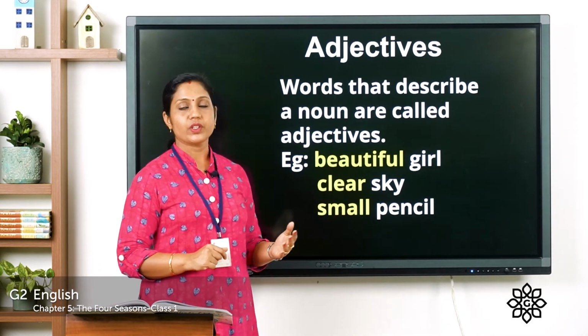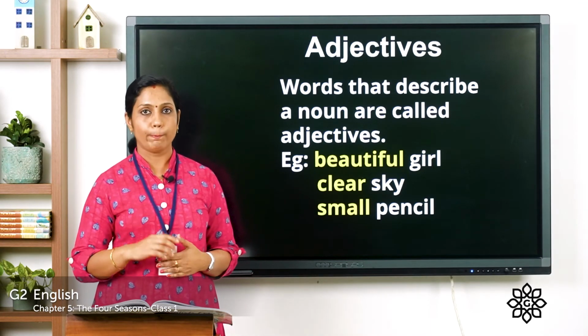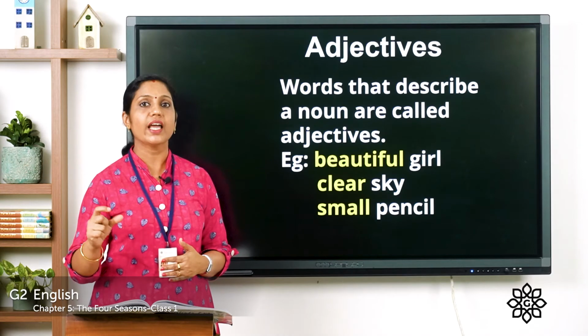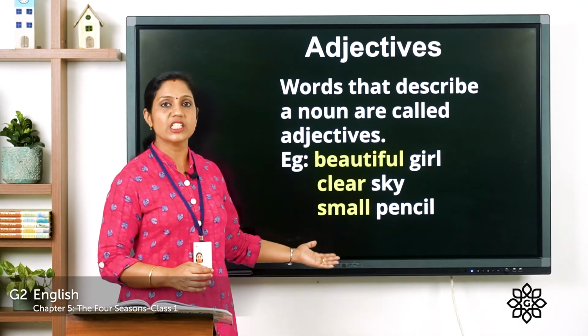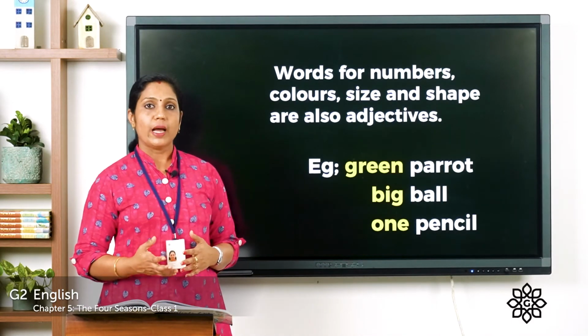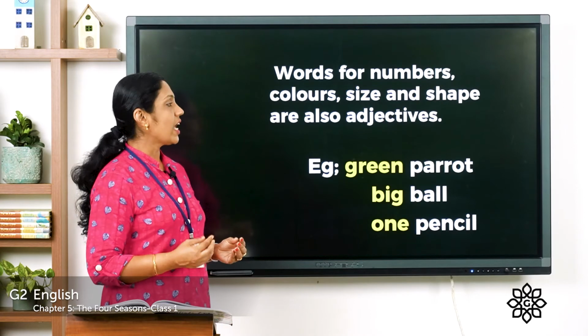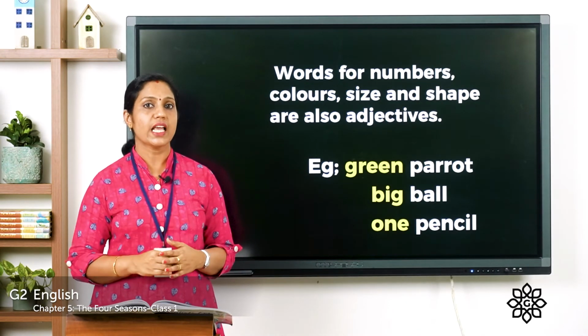Small pencil. It's showing the size of the pencil. It's said that it's a small pencil and we know pencil is a thing and it's a noun. So the word small is the adjective. Words for numbers, colors, size and shape are also adjectives. So these words are also used as adjectives.